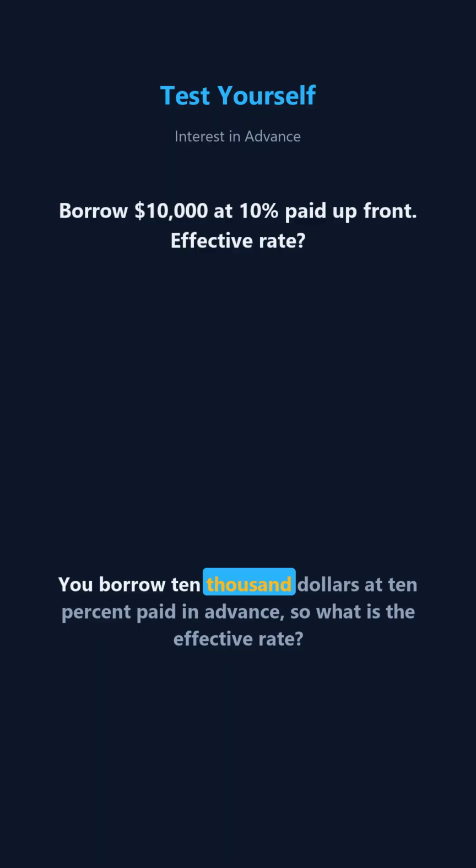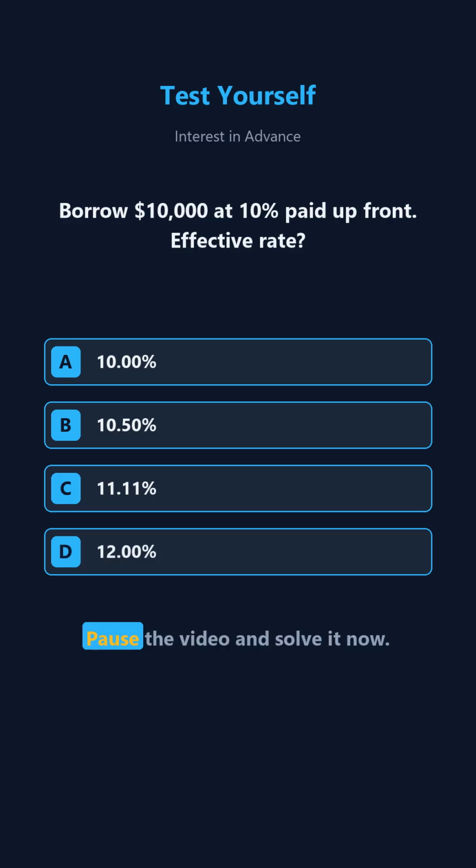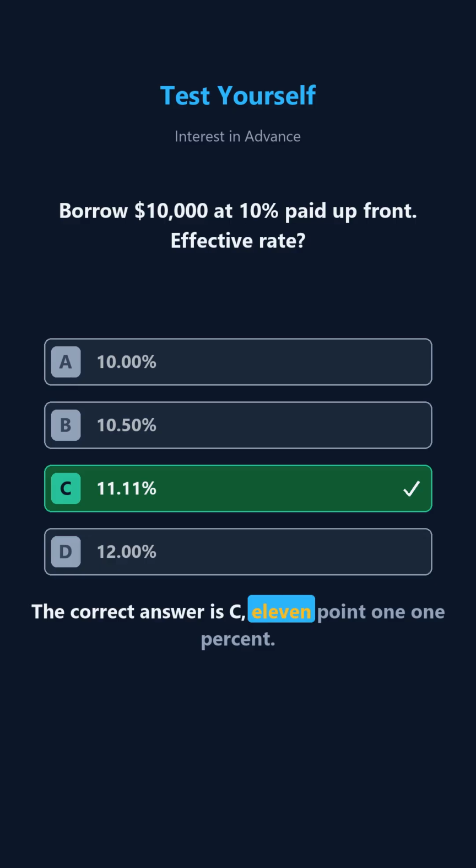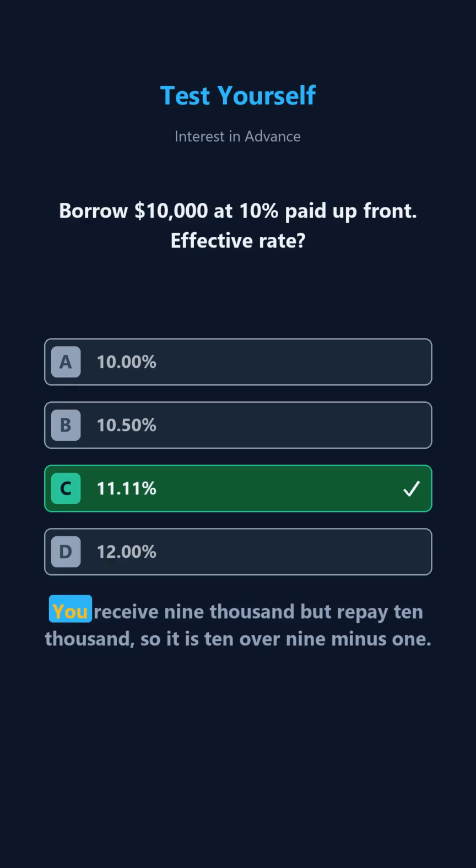Quick quiz, test yourself. You borrow $10,000 at 10% paid in advance, so what is the effective rate? Here are your 4 options. Pause the video and solve it now. The correct answer is C, 11.11%. You receive $9,000 but repay $10,000, so it is 10 over 9 minus 1.